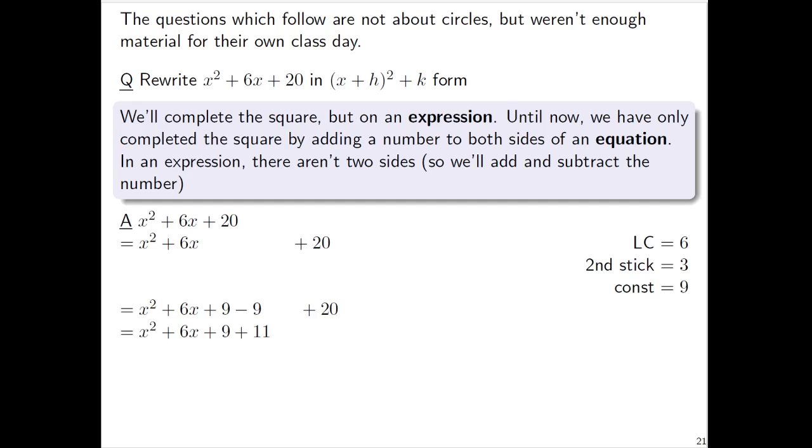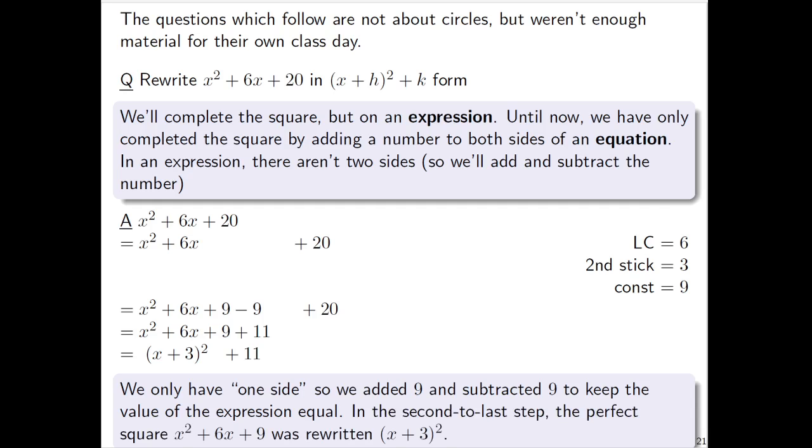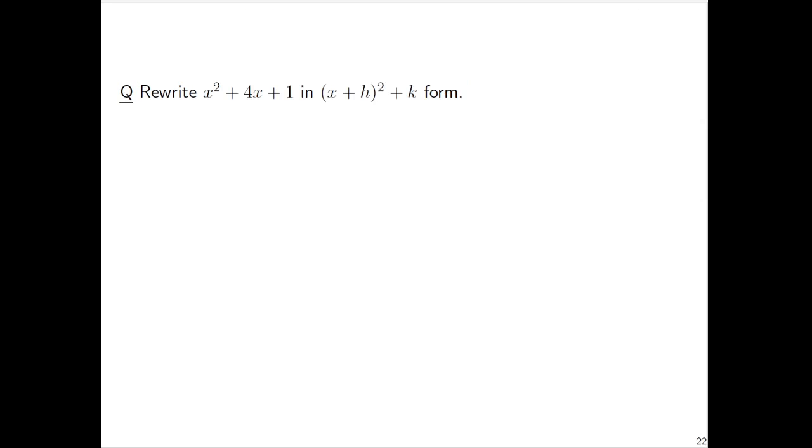By adding 9 and subtracting 9, we haven't changed the value. And then the first three terms, let's organize just a little bit. Leave the first three terms, but the last two terms, negative 9 plus 20, just write as 11. In the first three terms, we have x squared plus 6x plus 9. That you can factor and write x plus 3 quantity squared. So that now really is in the form x plus h quantity squared plus k. We have only one side, and so we added and subtracted 9 to keep the value of the expression equal. In the second to last step, the perfect square x squared plus 6x plus 9 was rewritten as x plus 3 quantity squared.